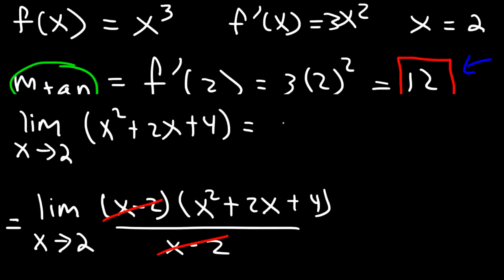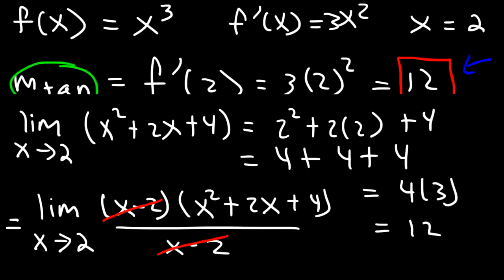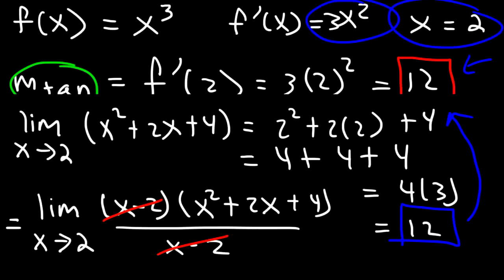And so it becomes 2 squared plus 2 times 2 plus 4. 2 squared is 4, 2 times 2 is 4. And if you add 4 3 times, it's the same as taking 4 and multiplying it by 3, which gives you 12. And so we could use a limit process to find the slope of the tangent line, as well as just finding the derivative and plugging this in.